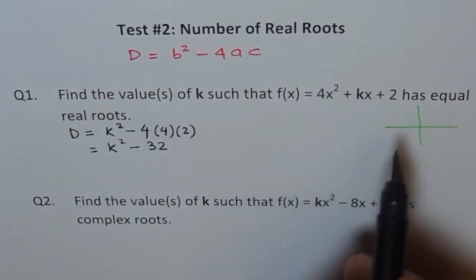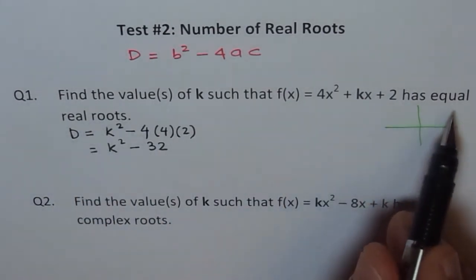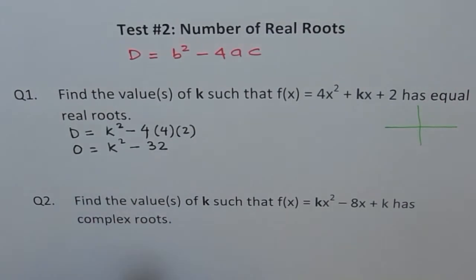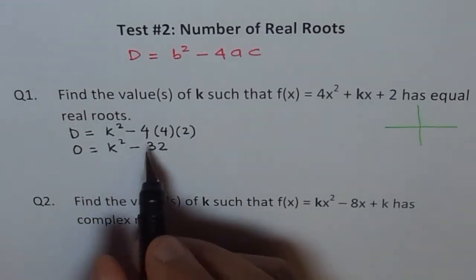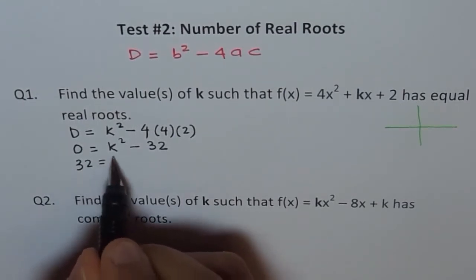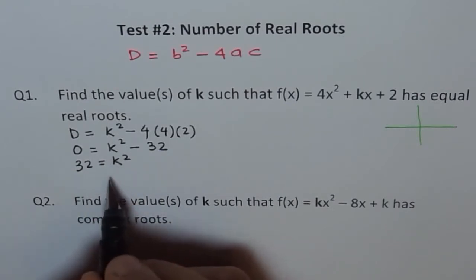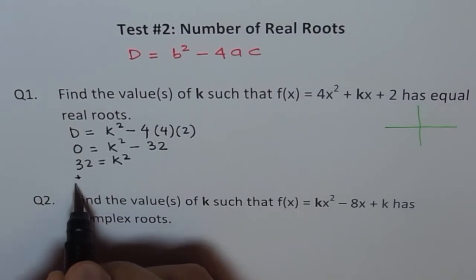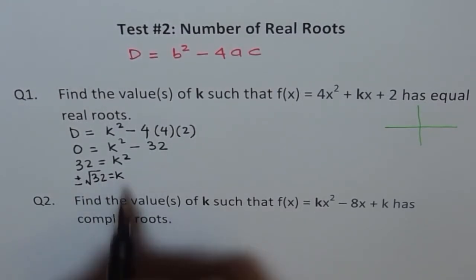Correct. And for it to have equal real roots, the discriminant should be 0. So we'll write 0 equals this. Is that okay? Now, therefore, we'll solve for k squared from here. So we'll bring 32 to this side. So it's 32 equals k squared, right? So what is k then? k is plus minus square root of 32 equals k.